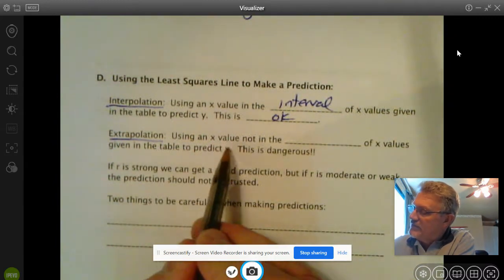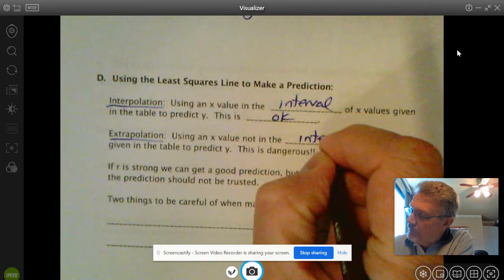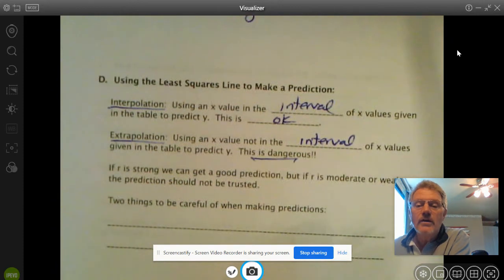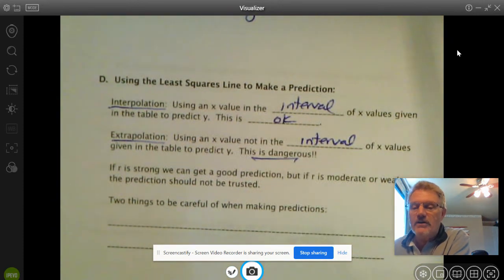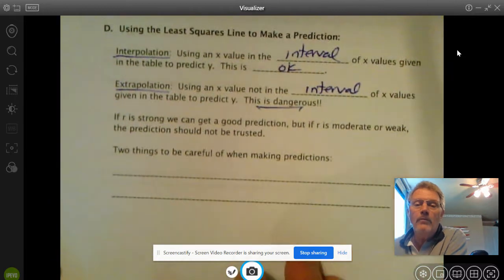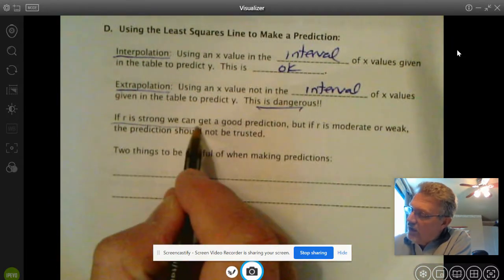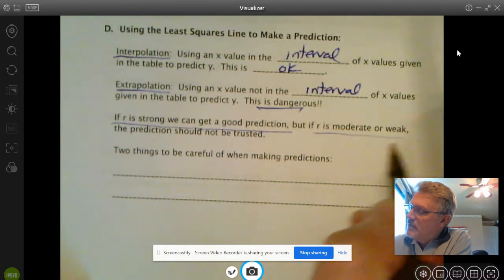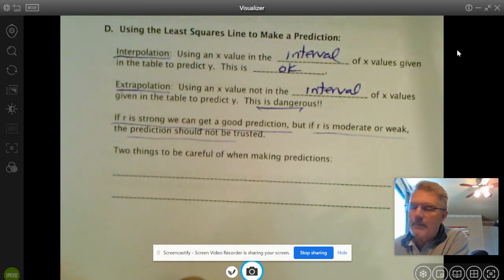Extrapolation is using an x value not in the interval of x values given in the table to predict y. This is dangerous. We're going to be careful of extrapolation because we have nothing in our experience that's going to say this pattern will continue. We can't guarantee it. It might, but we can't guarantee it. So if R is strong, we can get a good prediction as well. But if R is moderate or weak, the prediction should not be trusted.